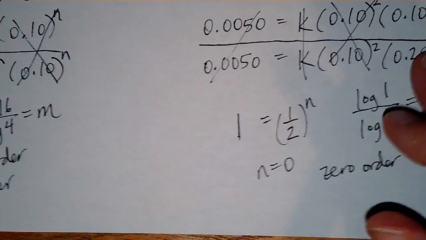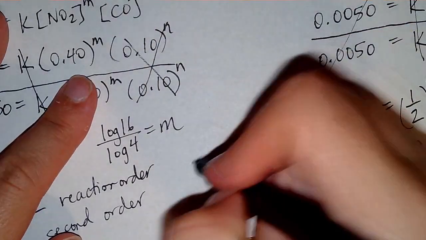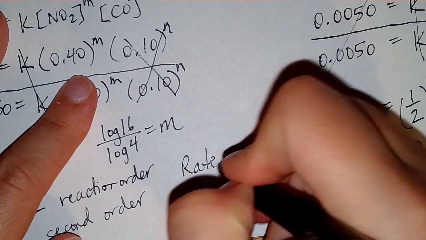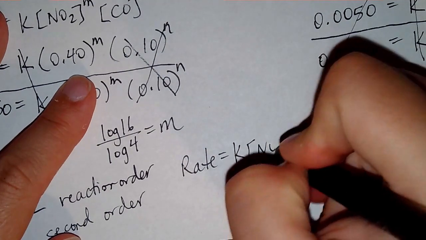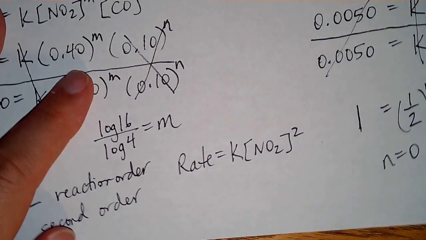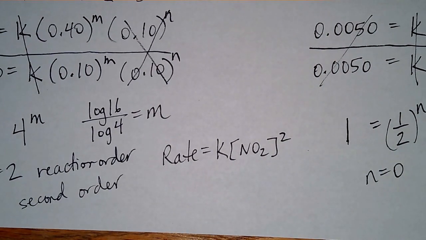So if we write our rate law, rate is equal to some kind of K times NO2 squared. And we can leave off CO because it's 0 order. If you want to put it, you can write CO to the 0 if you wish. But this is just the rate law that we have.